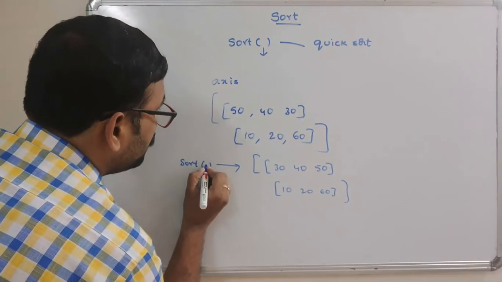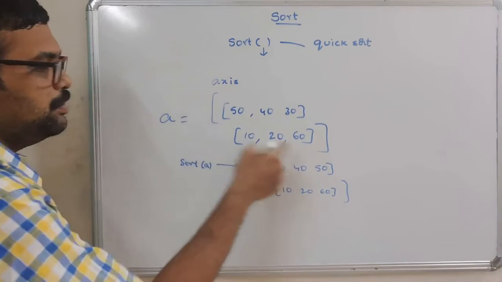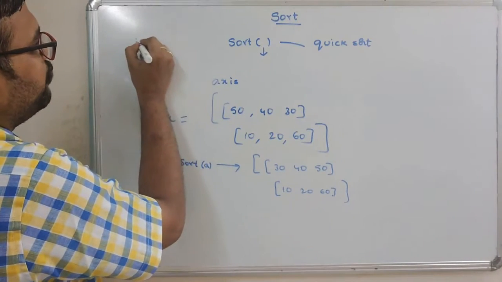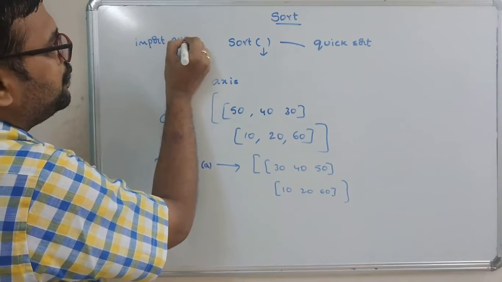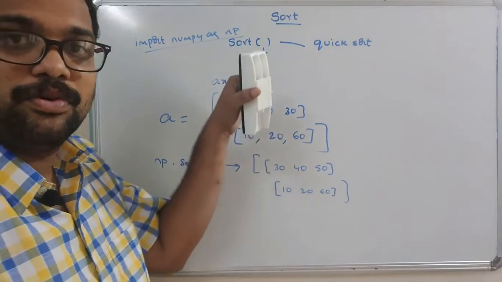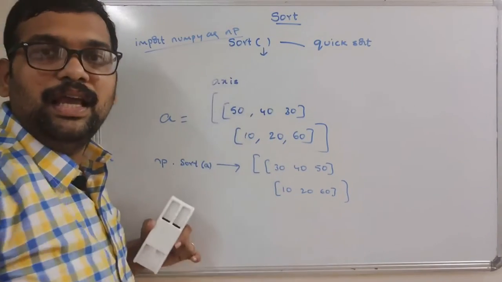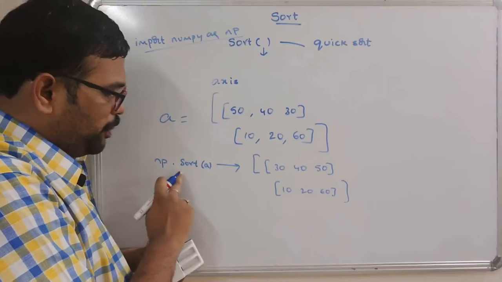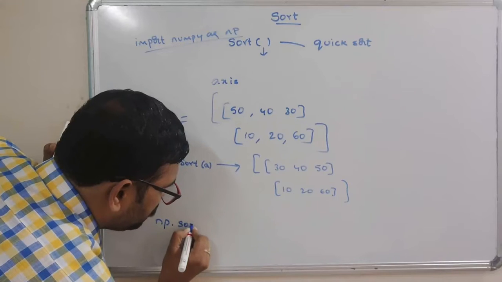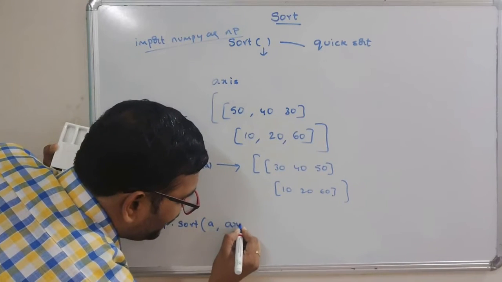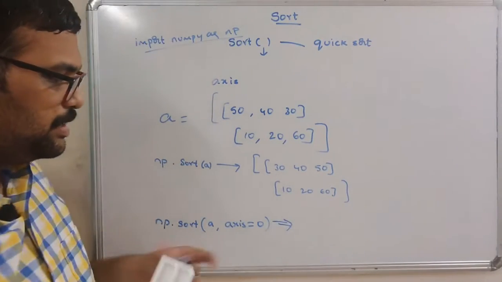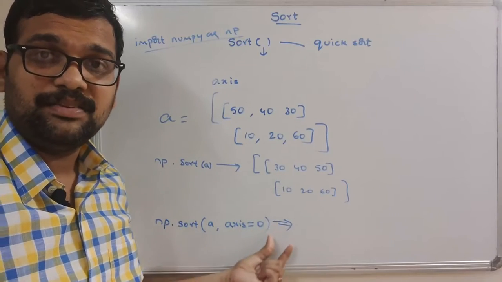Let a be the array, so np.sort of a. Before that we have to import numpy as np, so I am giving an alias name. We are supposed to call these functions using the alias name. So np.sort of a. And if the same thing is implemented with one more parameter, np.sort of a, comma, axis equal to 0, that implies based upon the 0th axis it will be sorted.